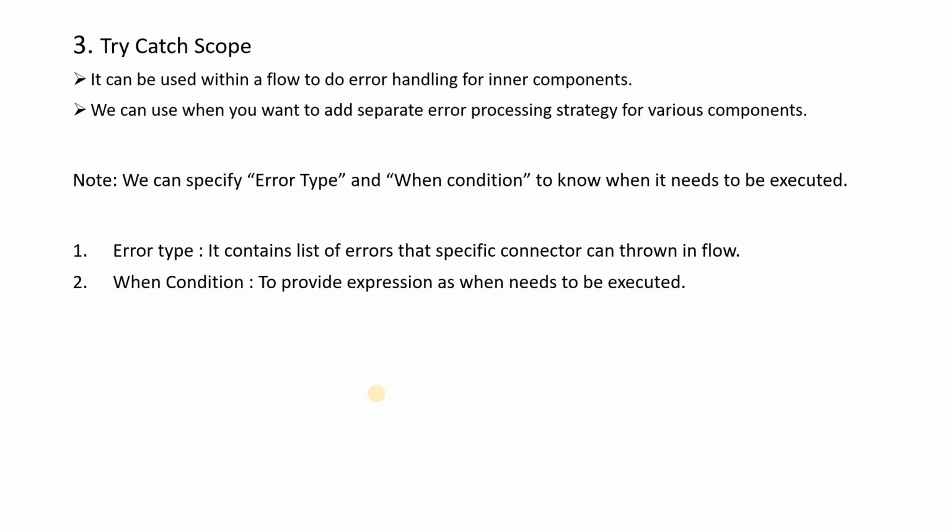Let me explain the try catch scope. This is the third type of exception handling in Mule 4. It can be used within a flow to do error handling for inner components. Let me give one example. Let's say you are using a Salesforce connector or SAP connector in the middle of a flow, but you want to handle the exception only on that particular component, not for the whole flow.